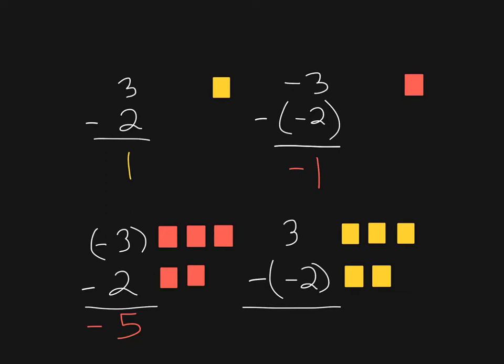In this last example, 3 minus negative 2, we're subtracting negative 2, so they're red, but since we're subtracting, we'll flip them over, do the opposite to make them yellow. So now you essentially have 5 yellows. So it is positive 5.